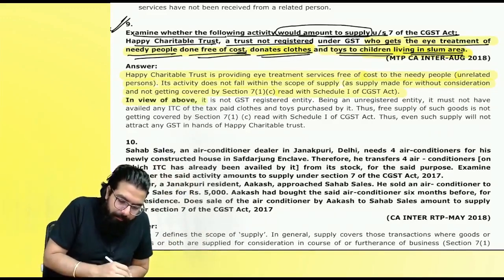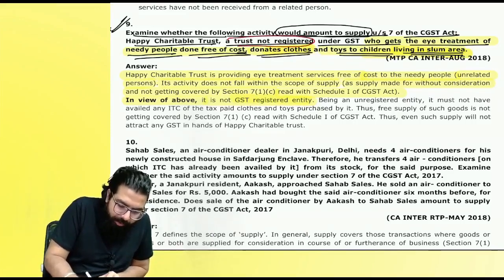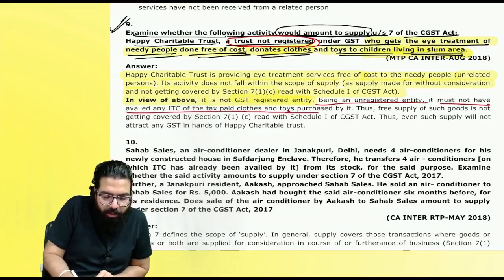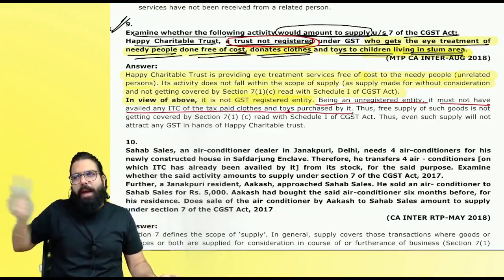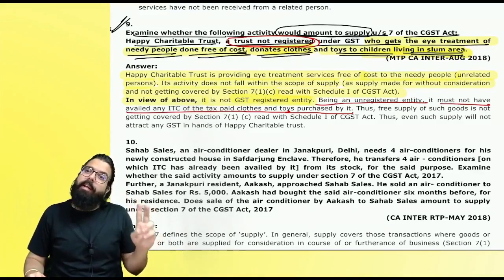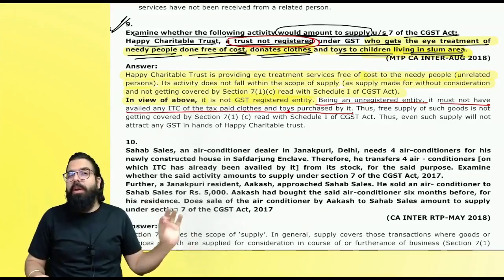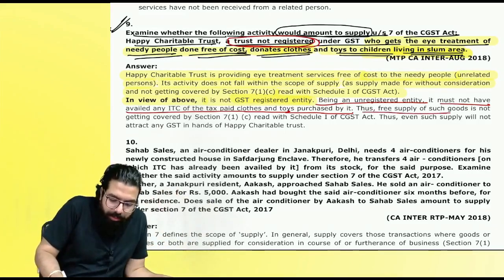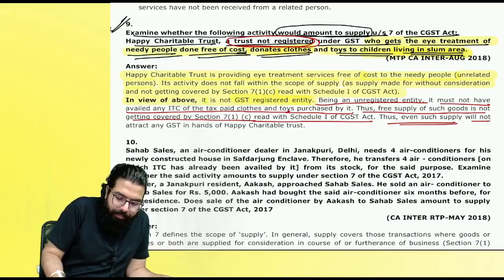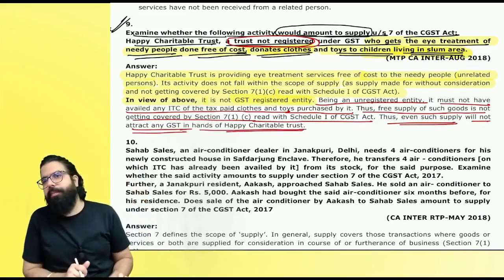In the above example, it is not a registered entity. Tell me one thing: are they a registered person? It is not a registered person. Being an unregistered person, it must not have availed the ITC on the clothes and toys purchased by it. Yes or no, everyone? If you buy toys, clothes, etc., take the ITC and then give them free, then it is a permanent transfer of business asset on which ITC has been availed. But here, have you taken the ITC? No. Will it fall in section 71C? No. Thus, free supply of goods not being covered under 71C read with Schedule 1, even this supply will not attract any GST in the hands of Happy Charitable Trust. Can we go ahead, everyone? Next.